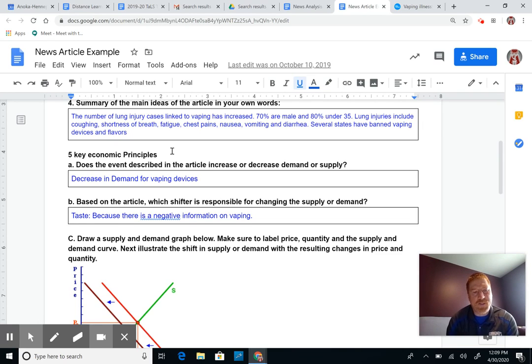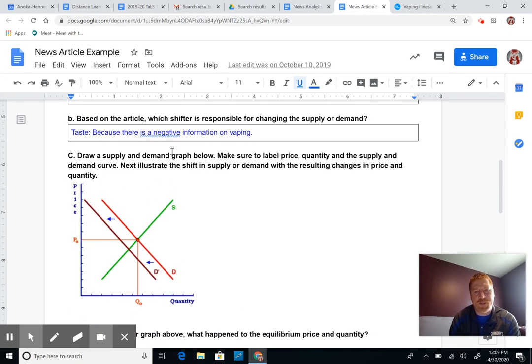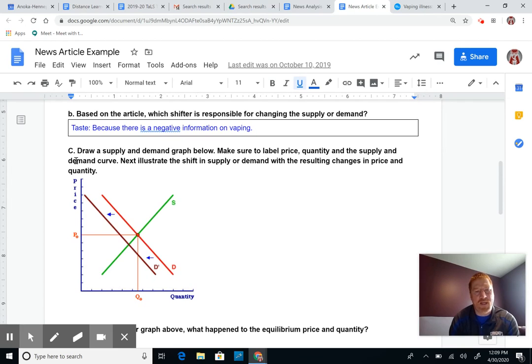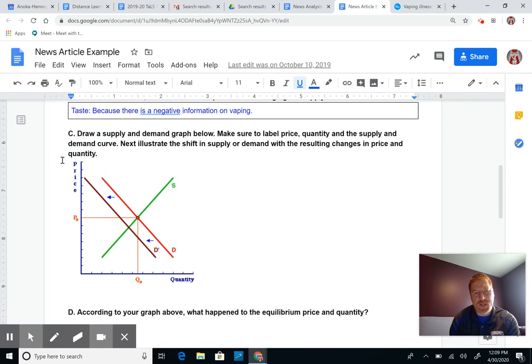And then it says, based on the article, which shifter is responsible for changing supply or demand? Again, thinking back to tires and tigers, which one do you think it would be? Because I think it might cause death or an illness, that would cause tastes to become less popular because there's negative information on vaping. And then C says, draw a supply and demand graph below. Make sure to label the price and quantity in the supply and demand curve, and then what happens to the price and quantity. So I just Googled this.